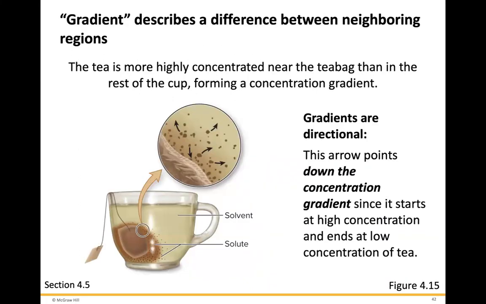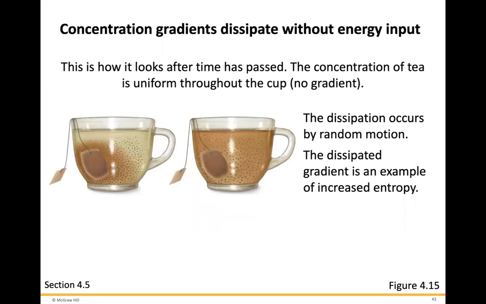A gradient describes the difference between neighboring regions. So if you have a tea bag, the tea is more concentrated near the tea bag than in the rest of the cup, forming a concentration gradient. Gradients are directional, and typically substances will move down the concentration gradient, since it starts at high concentration and ends at low concentration. Eventually, the tea will migrate from the tea bag, the most concentrated region, to the rest of the solvent, here the water, to eventually balance out or equal out. That process is moving down a concentration gradient.